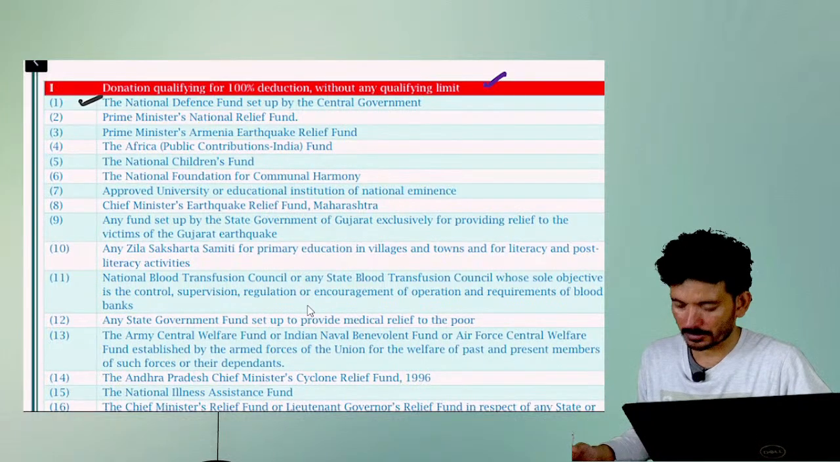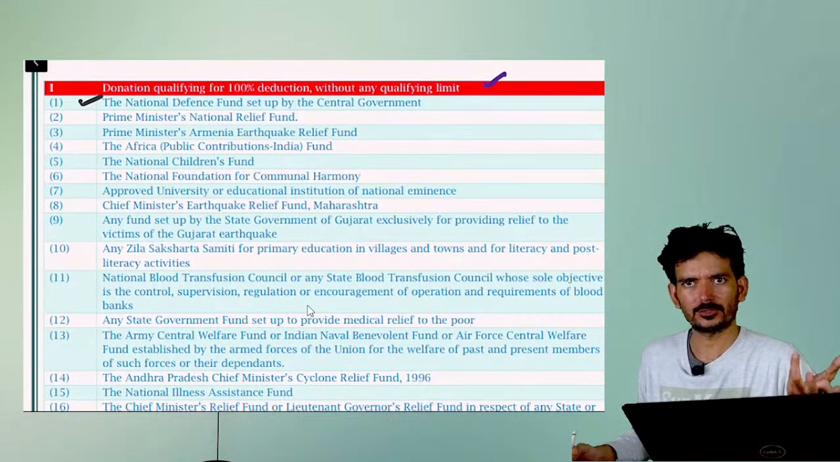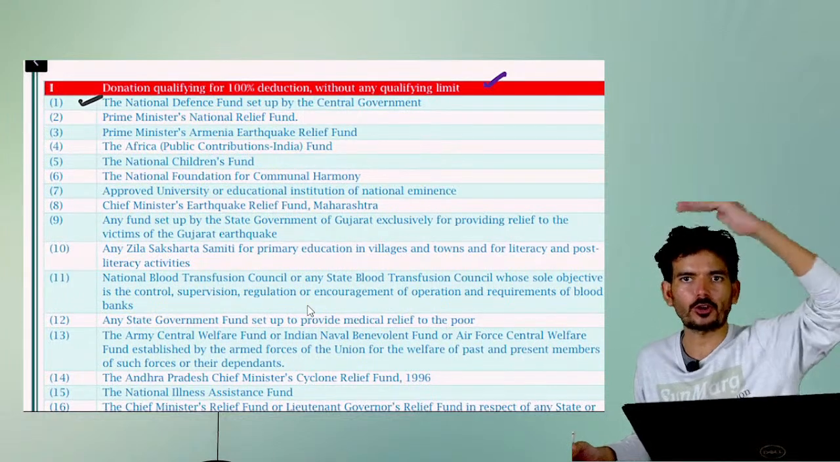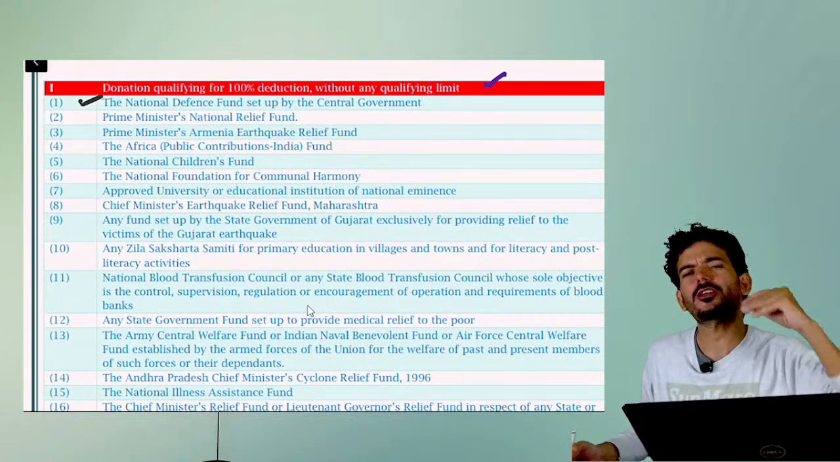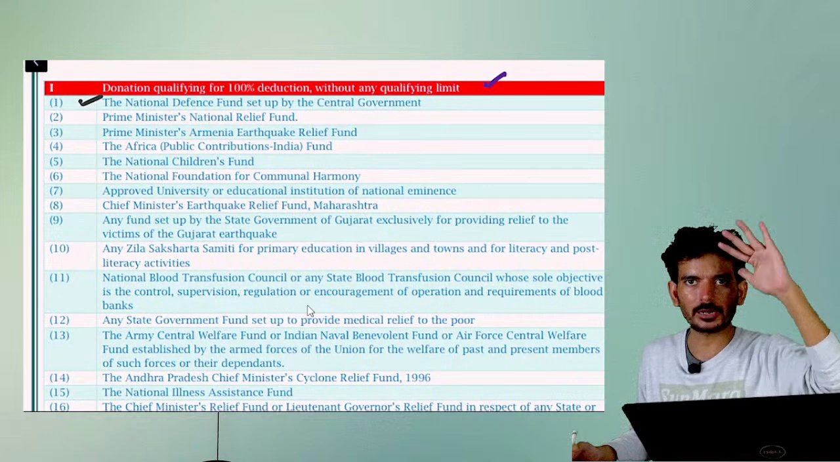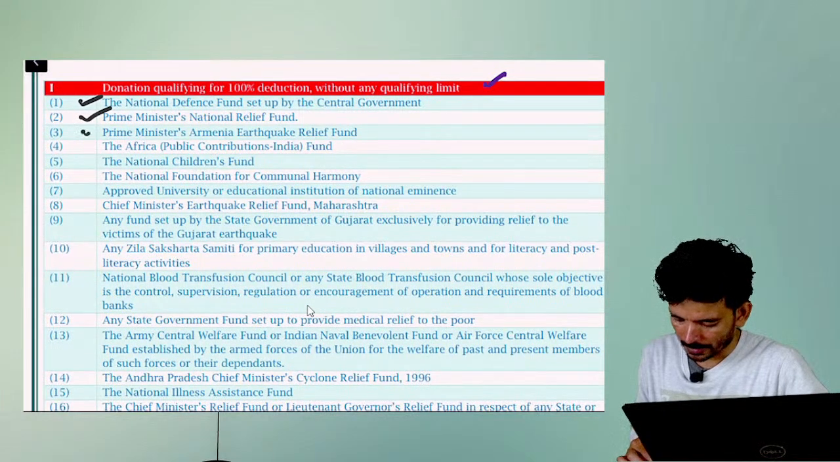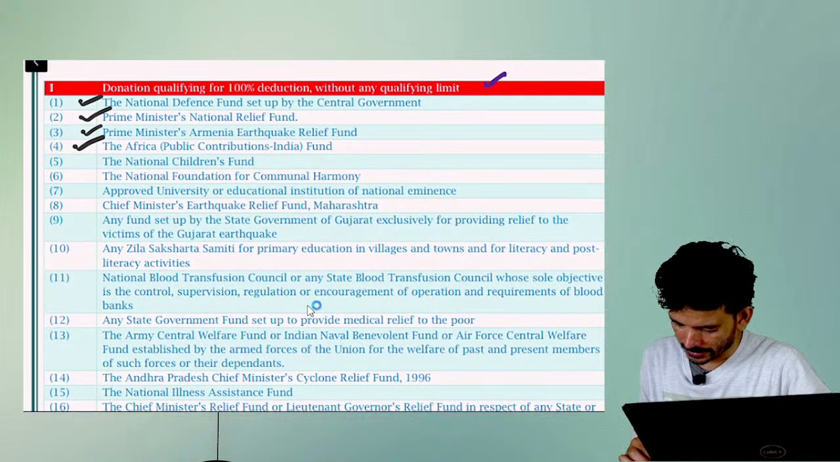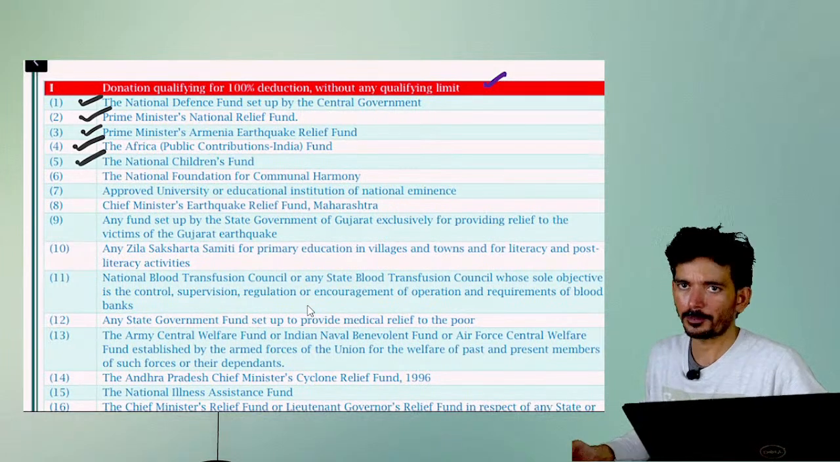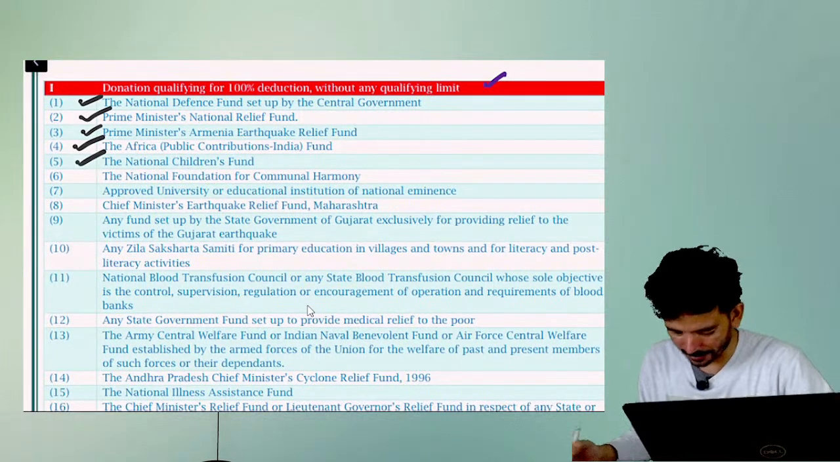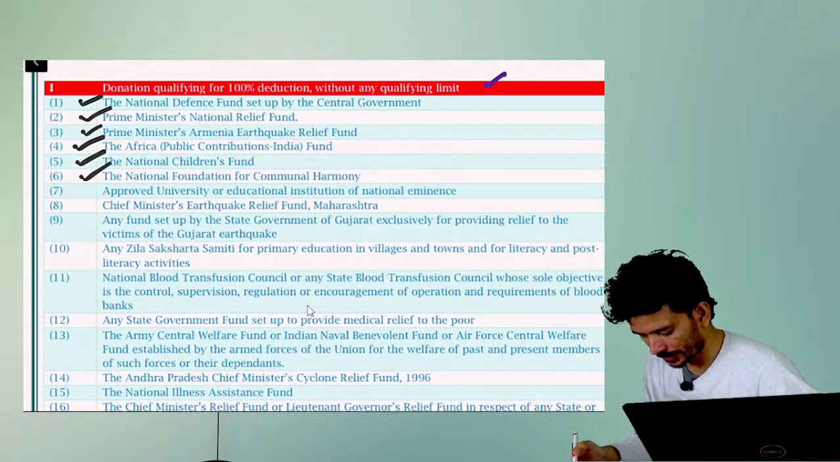100% without limit, I'll just run through, no need to learn by heart also. National Defense Fund, because defense is very important for us, so obviously the government wants to give it top priority. Whichever is top priority to the government, that is 100% without limit. National Defense, Prime Minister National Relief Fund, Prime Minister Armenia Earthquake Relief Fund, Africa Fund, National Children's Fund. Children are important for our government.